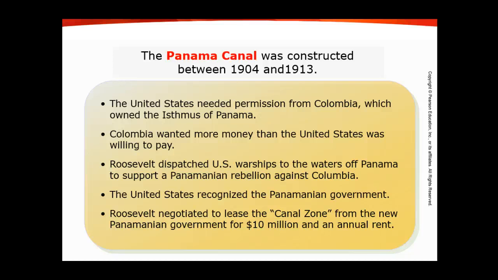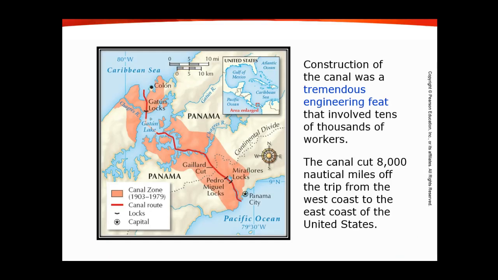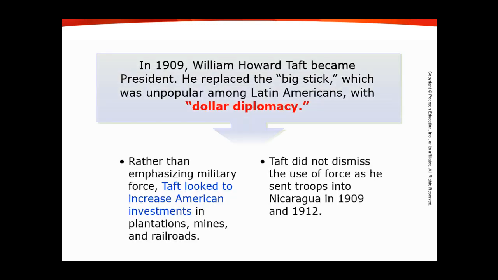I mean, we never fired a shot. We didn't really have to do much, but we did blockade their ports. And eventually Panama gets their freedom, and we get their canal. People pay us an annual rent to be able to cut 8,000 nautical miles off the trip. And it's a series of locks that get you from one side to the other.